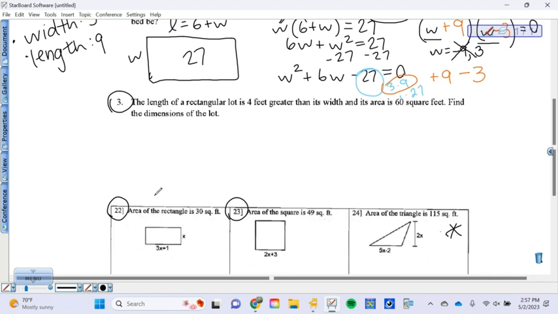This times this gives you the area, and the area is 30. So do 3x plus 1. Put that in parentheses, and stick your x out in front. Equals, no, not equals, just x times.